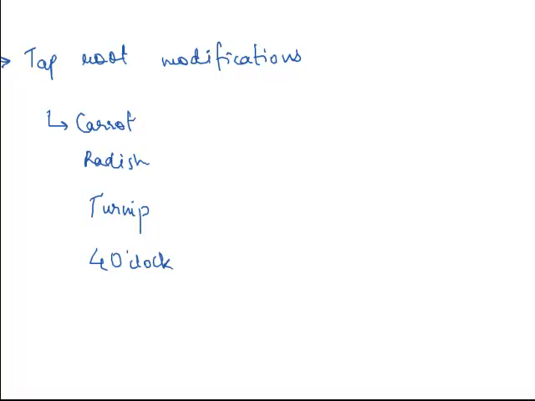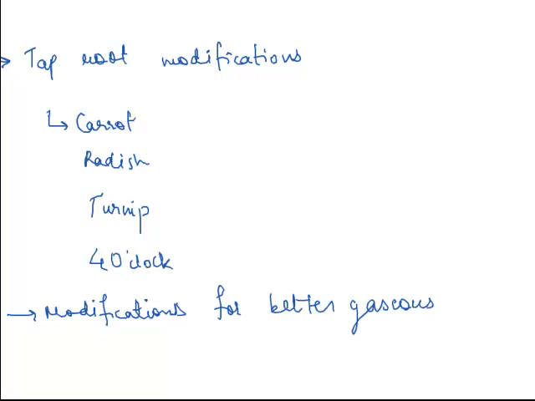There are other modifications also for better gaseous exchange, or rather we can say for gaseous exchange, right? So there are some roots which grow vertically up, like in mangroves. Mangroves have respiratory roots, they grow vertically up into the air. They are marshy plants.